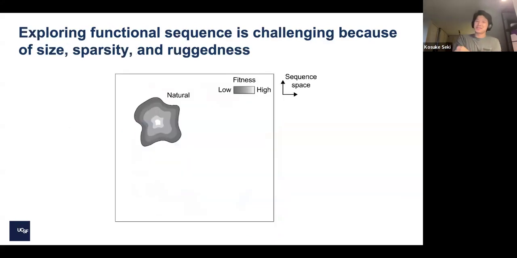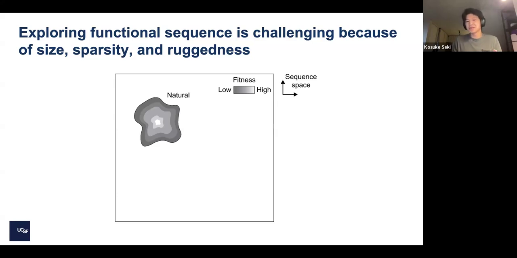Exploring that sequence function landscape, however, is really challenging. Here I'm showing you a cartoon of the sequence landscape of, in our case, a protein kinase, but really it could be any protein. The challenge in exploring this sequence landscape is that it is massive. It's also sparse, which means that function is very rare within the sequence landscape. And it's also very rugged.